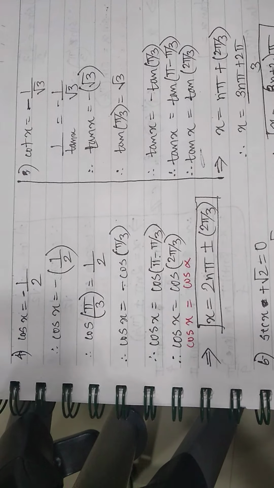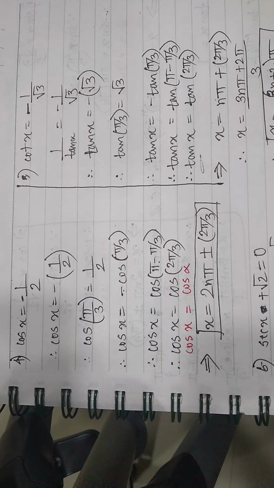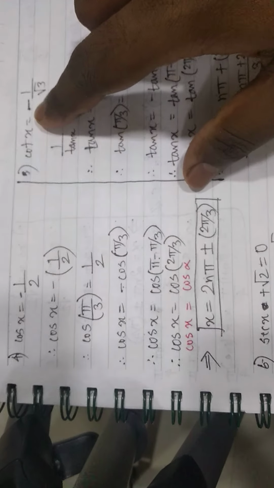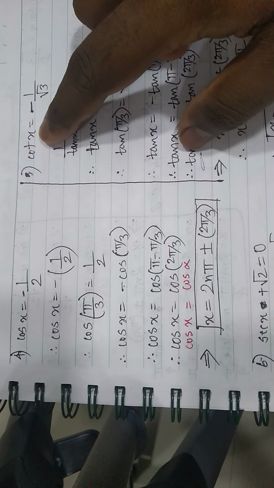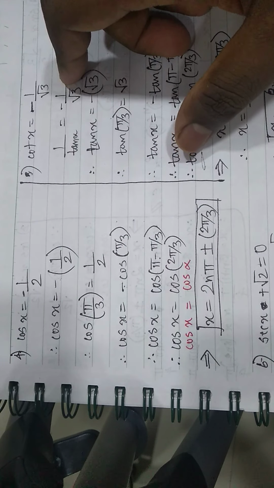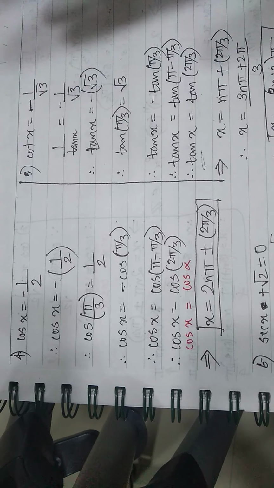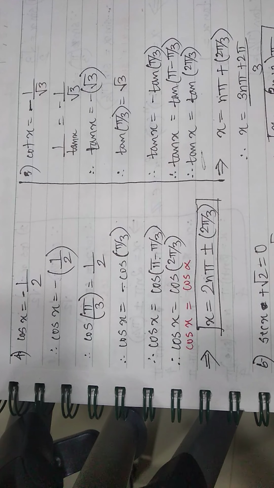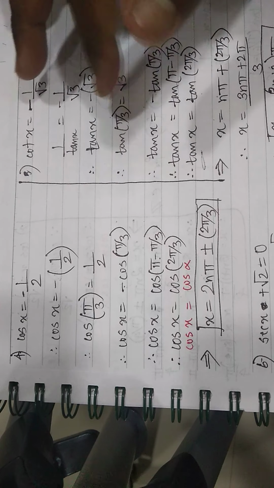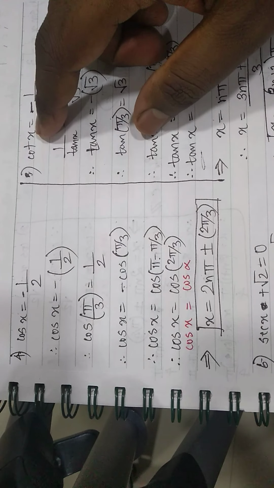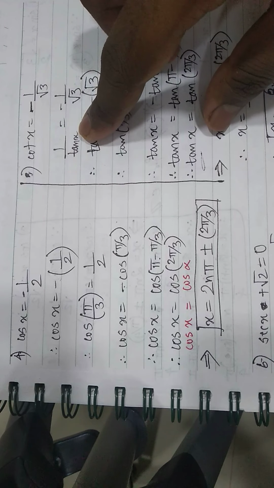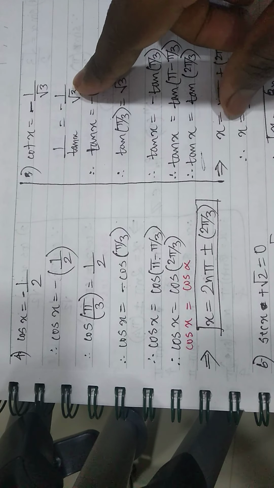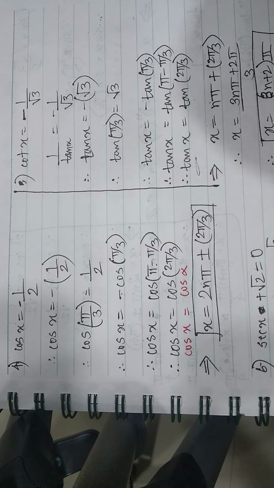Now this problem is slightly different, but you have cot x equal to minus 1 upon root 3. Remember, you can go with cot, but at the end you'll have to convert it into tan in order to get the general solution. So we are doing it before. Cot x can be written as 1 upon tan x, which is equal to minus 1 upon root 3. Ratios are equal, so you take invertendo.